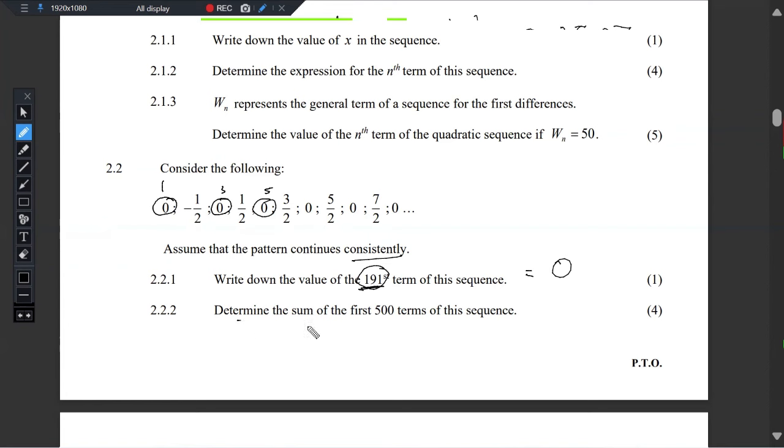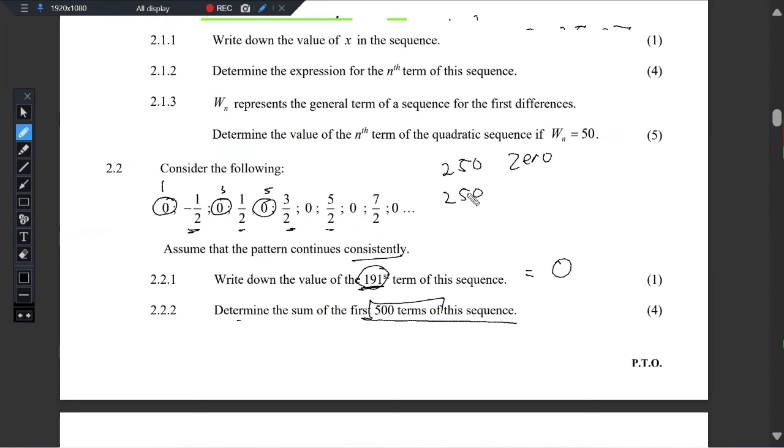Then it says determine the sum of the first 500 terms of this sequence. Now you have to be very smart here. Remember, the 500 terms will be made of the zeros and also these other numbers here that are forming a different pattern. Now, that means if we are making 500 terms, there will be 250 zeros, right? And then also 250 of the other pattern here, right? That's one thing that you need to consider.